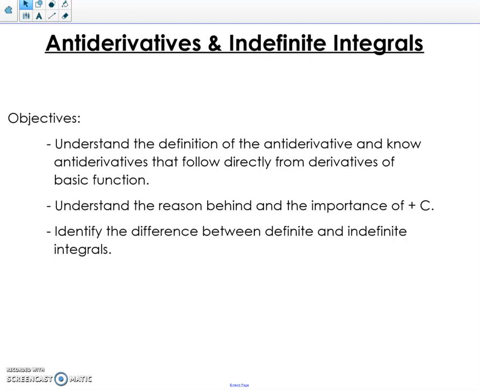In this lesson, we're going to go over antiderivatives and indefinite integrals. In the first half of calculus, we were finding the derivative, and now we're going to do the reverse of that, which is finding the antiderivative.